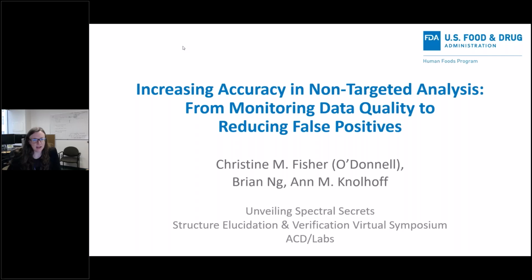I'm excited to be here today talking about some of our work trying to increase accuracy in non-targeted analysis, from monitoring data quality to reducing false positives.